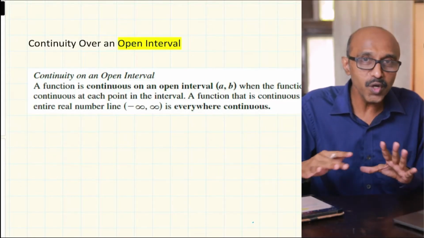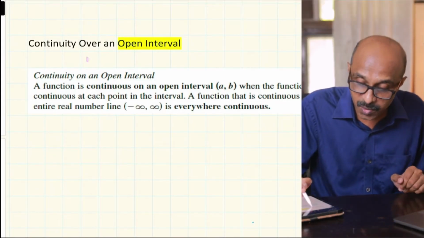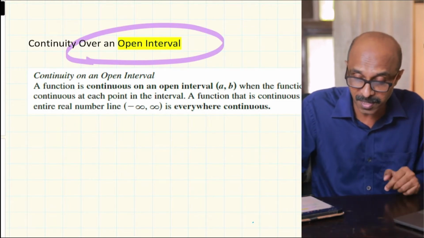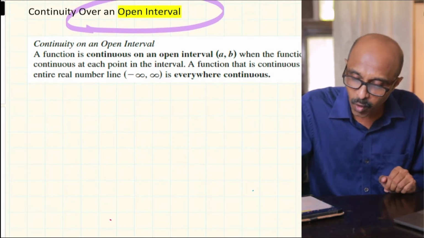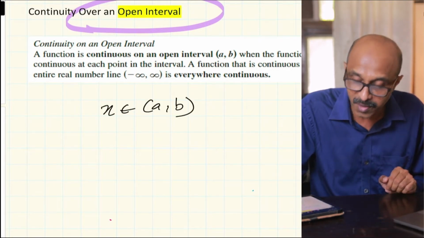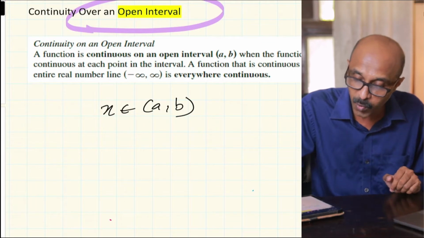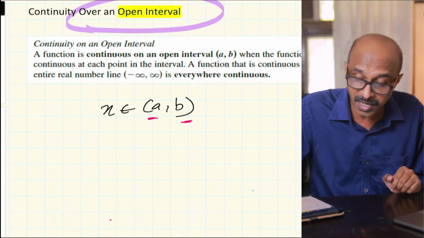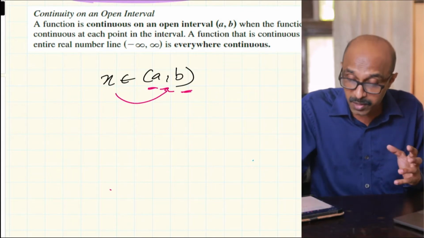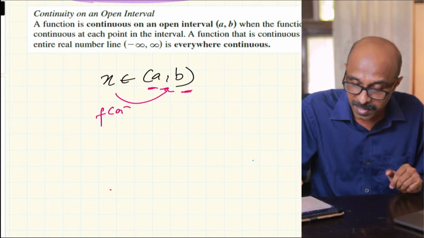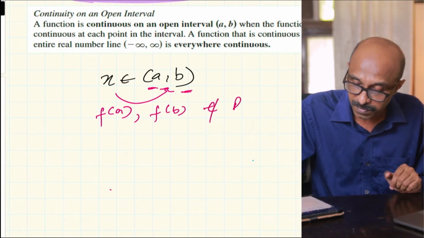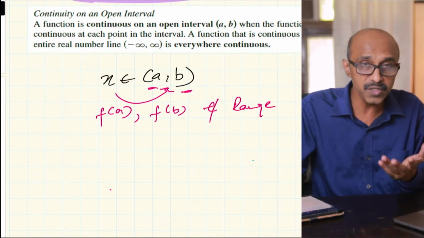When we talk about continuity over an interval, we need to discuss what is continuity over an open interval and what is continuity over a closed interval separately. So what does that mean? For an open interval, we know that the endpoints of the interval are not included. That's how we represent an open interval. And if the endpoints are not included in the domain, their corresponding values, f(a) and f(b), will not belong to the range. Because if there's no input, there's no output.